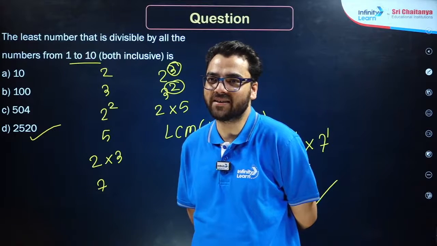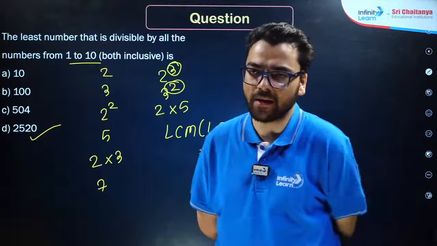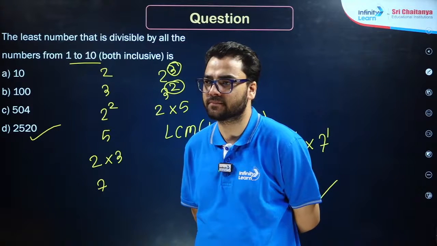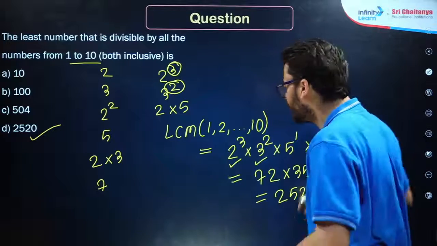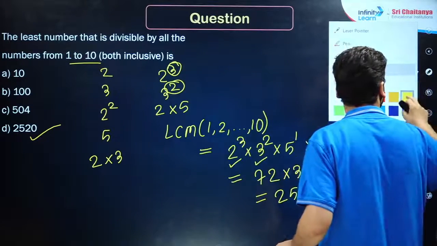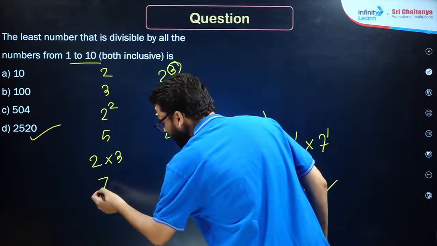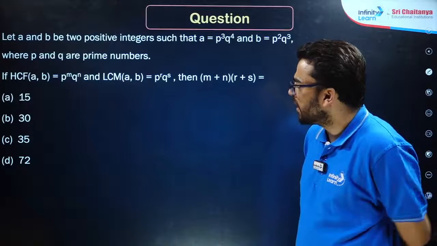No, it's not like that. Yeah, I have done that, obviously, math. Is it clear up till here? So 2520 is the LCM. Chalo. Now what about this?